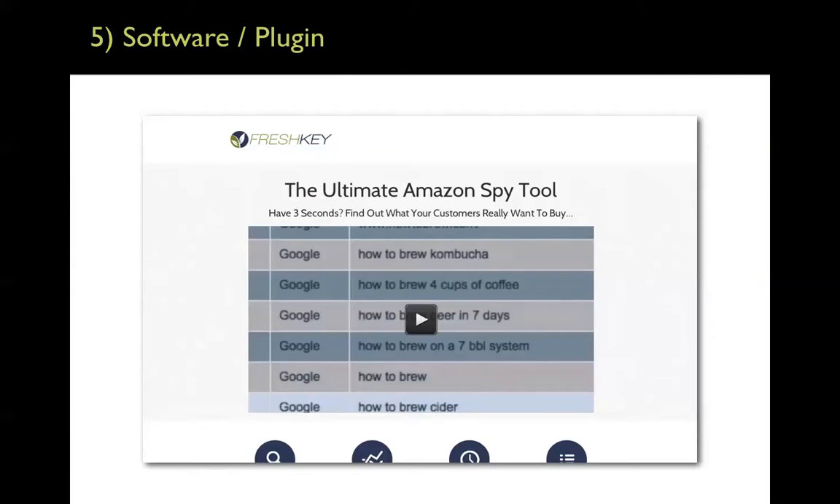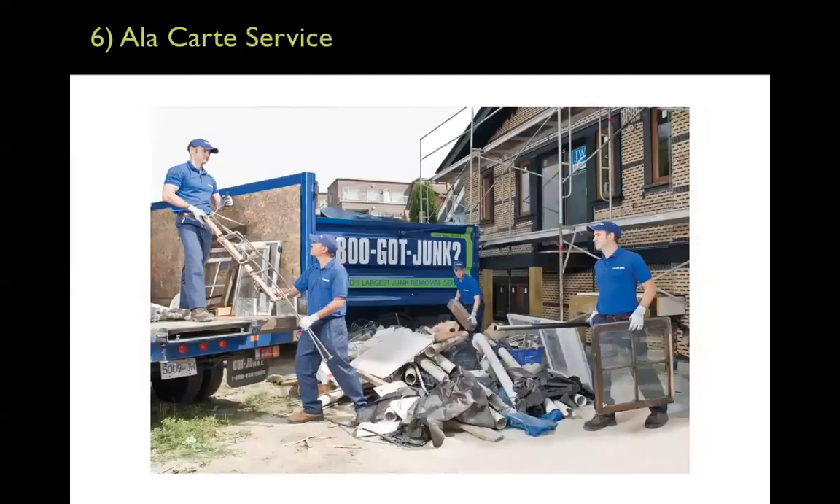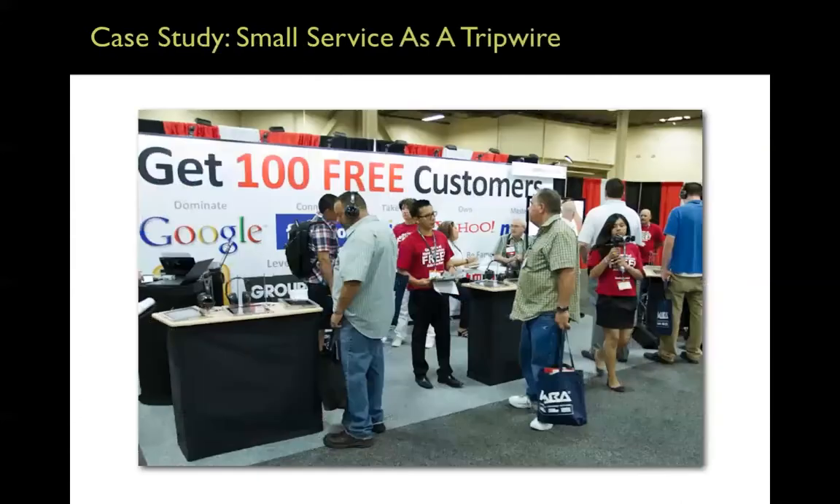Software, plugins. You know, I love this one right here. FreshKey is pretty awesome. If you'd like that, let me know. I'd be glad to help you out. FreshKey is actually the ultimate spy tool for keywords. So I no longer have to guess about what people are actually searching for when I'm doing videos and blogging. I can find out for myself. A la carte services, 1-800-GOT-JUNK here. Case studies, small service as a tripwire.